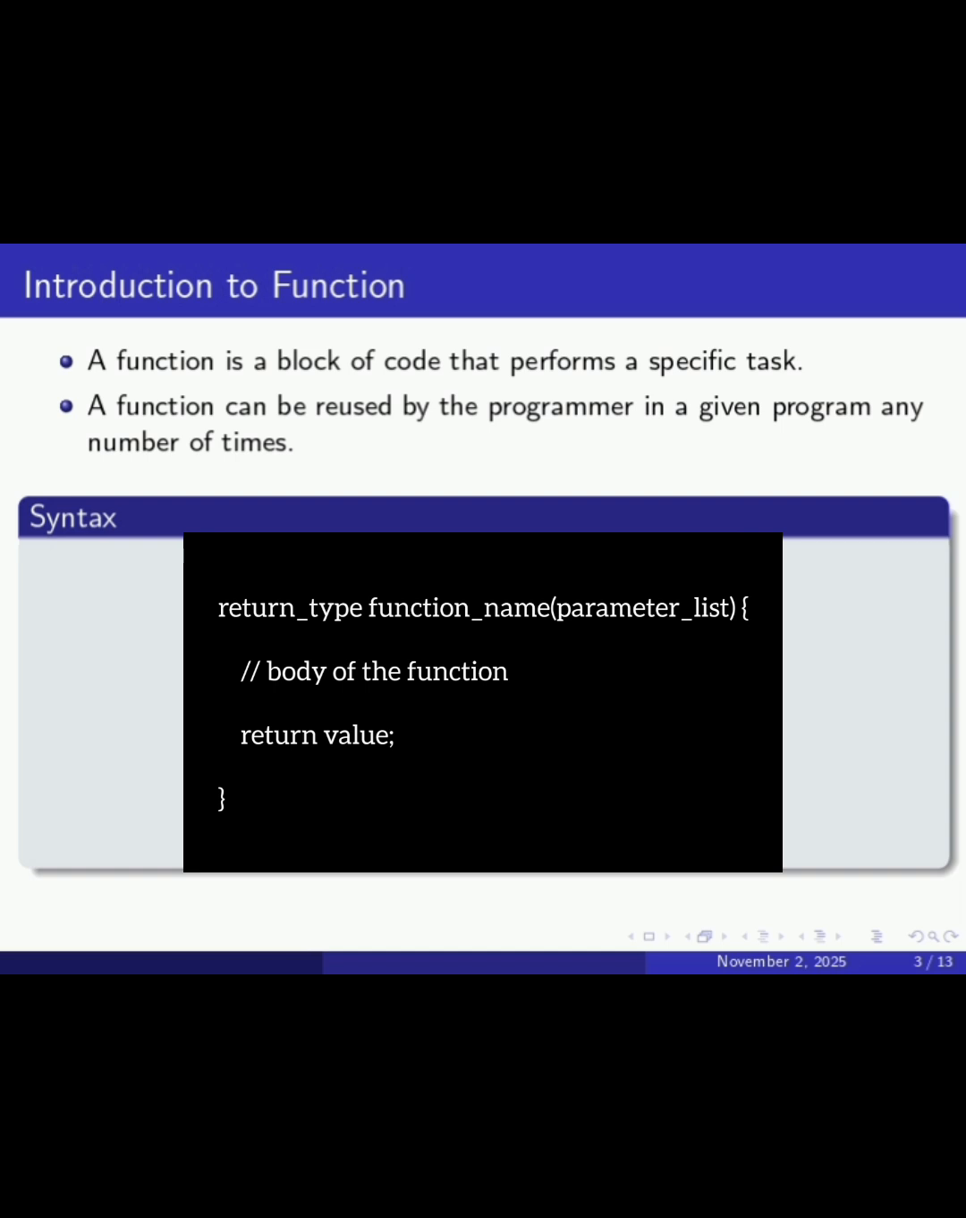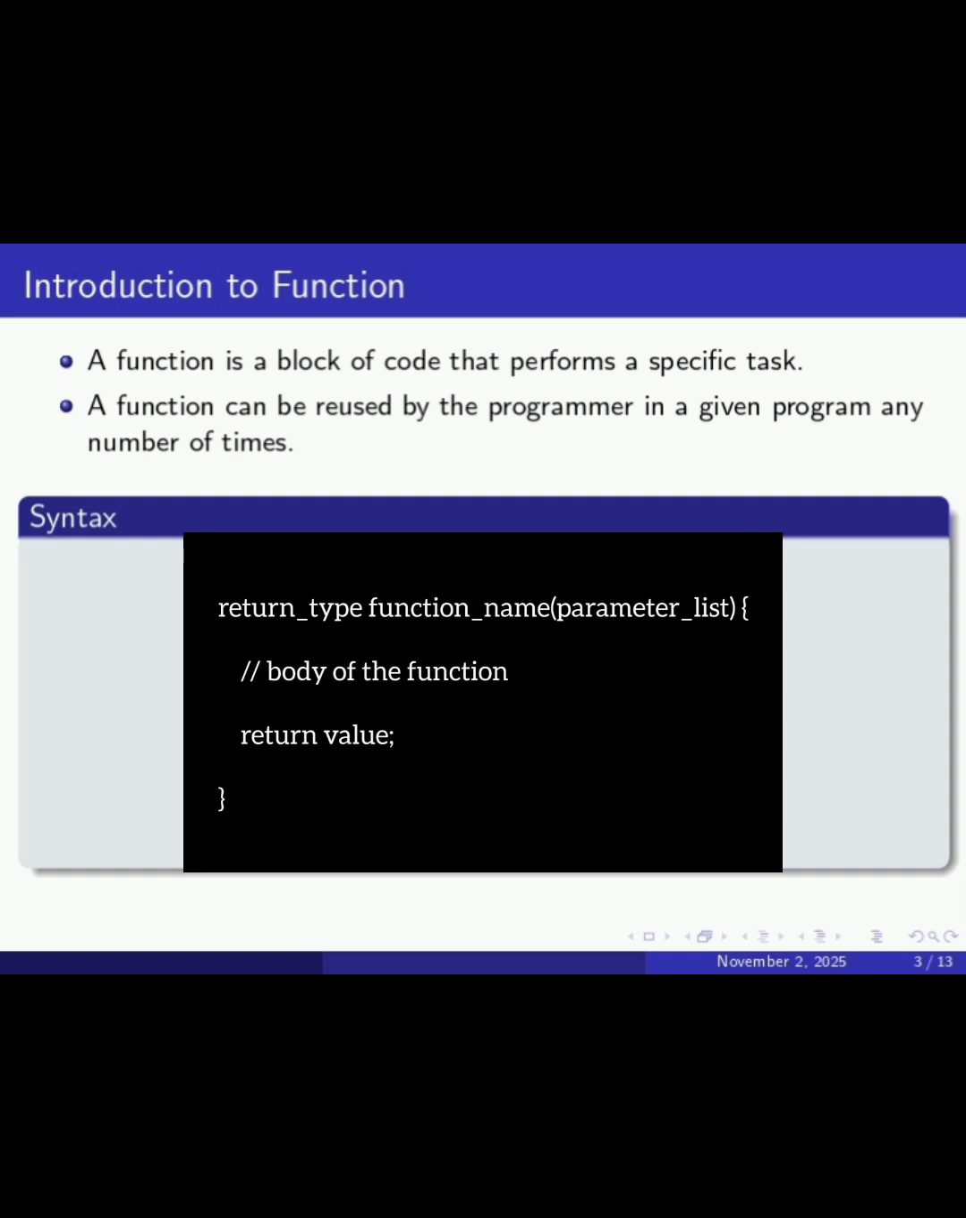Now let's understand the syntax of a function in C. This is how every function is written in your program. Every function in C follows this basic structure. Let's break it down part by part. Return type. The return type tells us what kind of value the function will return. For example, if the function returns an integer, we use int. If it does not return anything, we use void.